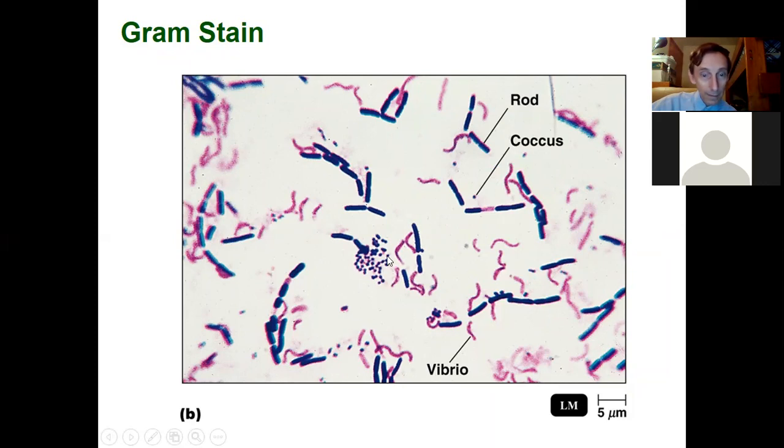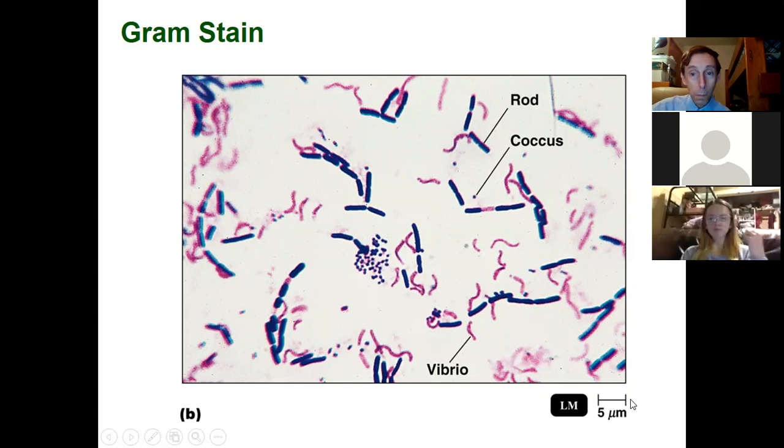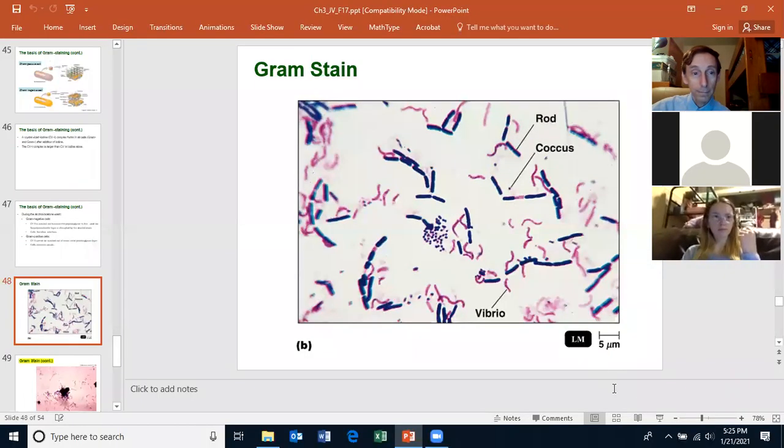And then there are some gram-positive, either cocci or bacilli. There's about the same thing. Those look like cocci, gram-positive cocci right there. All right, any questions? If not, let's move on.